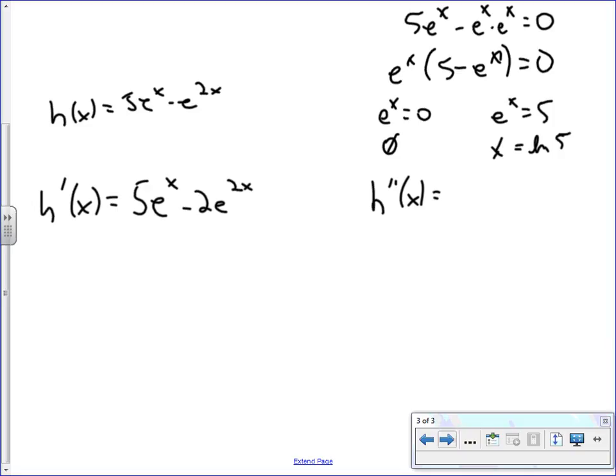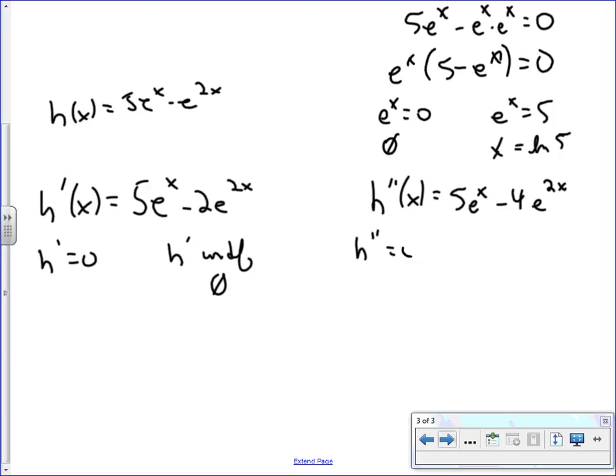That's long. Alright, so second derivative, if you can get the first derivative on this one, the second derivative should be easy. The derivative of 5 e to the x is 5 e to the x. The derivative of 2 e to the 2x is 2 e to the 2x times 2, which gives us minus 4 e to the 2x. Okay? So what I want you to do now is set this one equal to 0 and solve it. There's no place where it's undefined. I'm going to write it down anyway so I don't forget. I'll set this one equal to 0 and solve it.